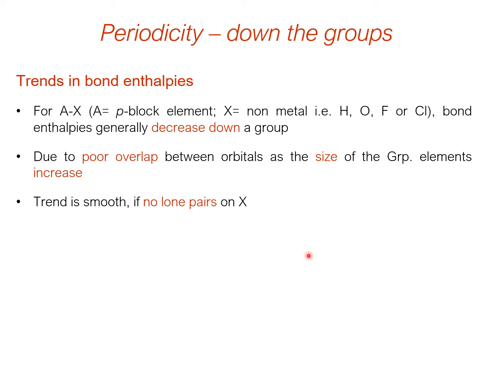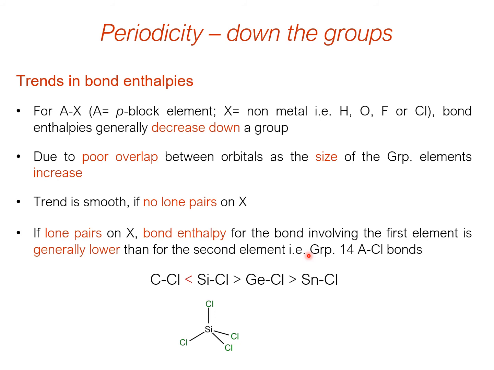In a linear trend. However, if there are lone pairs on X, so keeping up the group 14 example, and we're using chlorine, the first element is generally lower than the second one. So whereas for hydrogen, we said CH is higher than SiH, germanium H, this isn't true if there are lone pairs on the other atom, like chlorine, which has lots of lone pairs. So in this case, the second one will be higher than the first, and then it will decrease linearly.